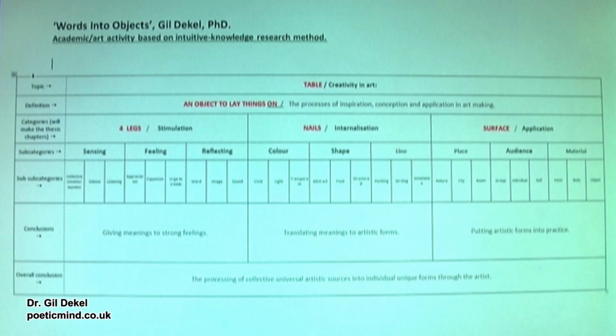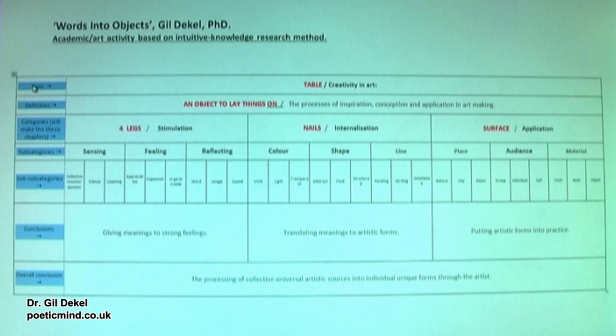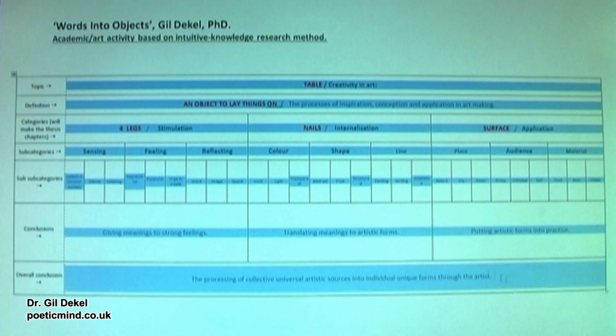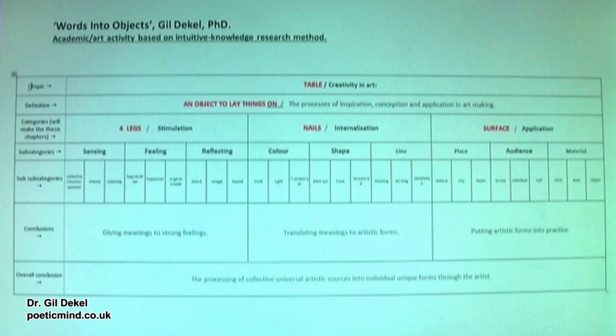We're asking the student to come up with answers to a few questions. These are the questions that we're asking the student to answer, and these are the answers that the student will come up with. We start with asking the student what is the topic. In this case, the topic is creativity in art. It has to be quick and immediate.